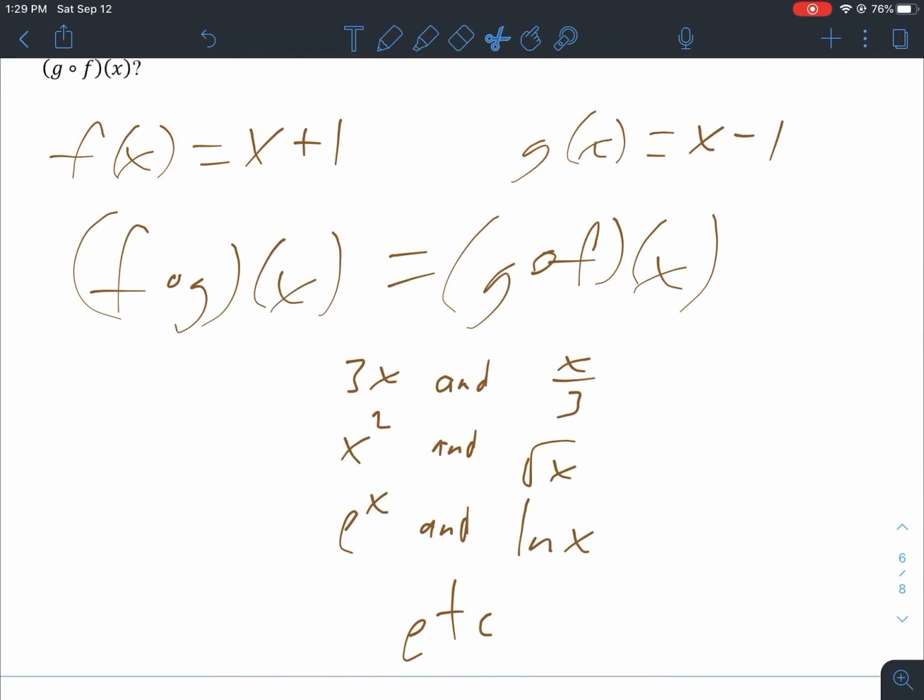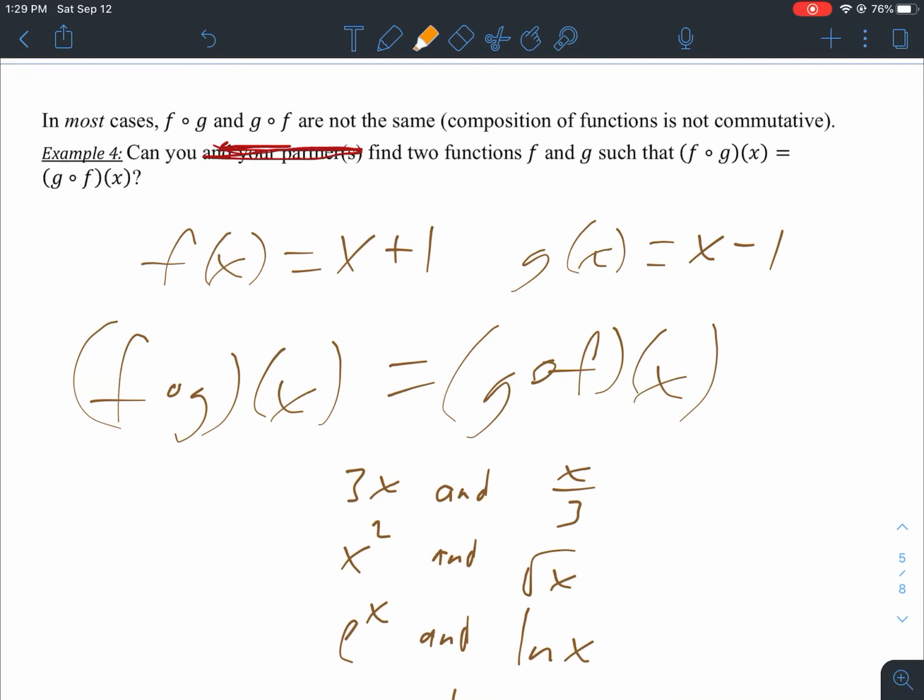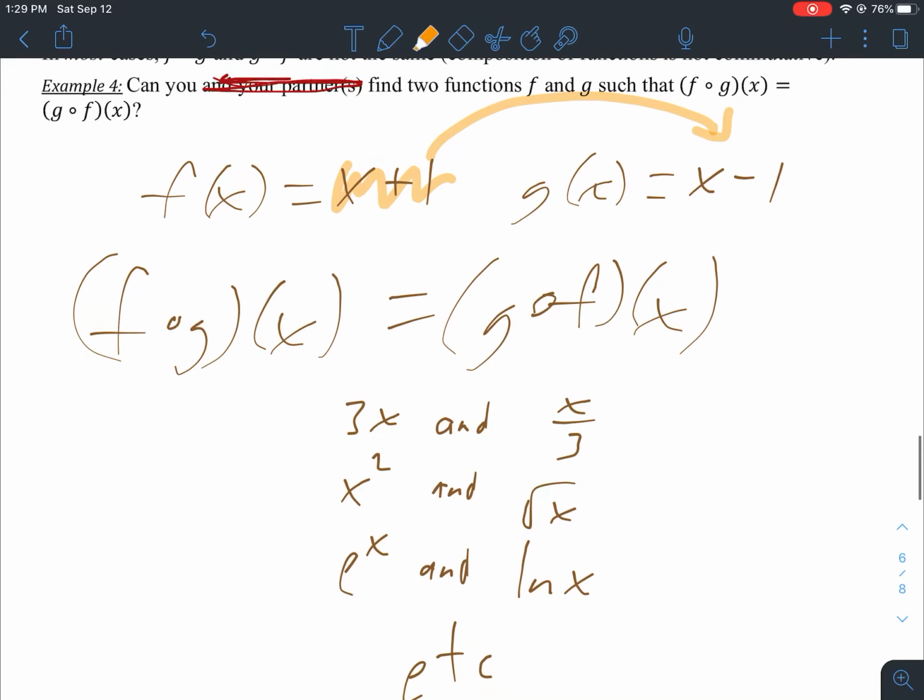All right, here's a couple different answers. So the first one that I have written down here is f is x plus 1 and g is x minus 1. So if you put this in here, you get x minus 1 plus 1, which is x. Same thing if you took this and put that in there, you get x plus 1 minus 1, which is x. So f of g of x and g of f of x are the same. And here I just have a couple of examples. So 3x and x over 3, x squared and root x, e to the x and natural log x. A couple different examples. Again, there are infinitely many correct ones for this problem. Hopefully you came up with one.